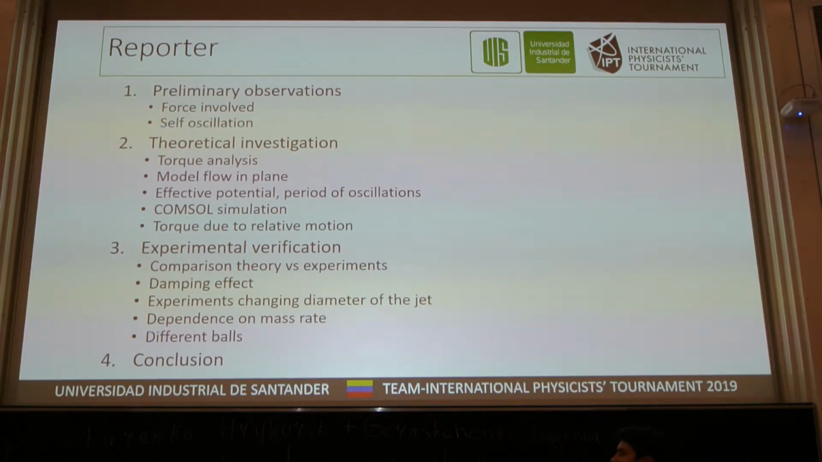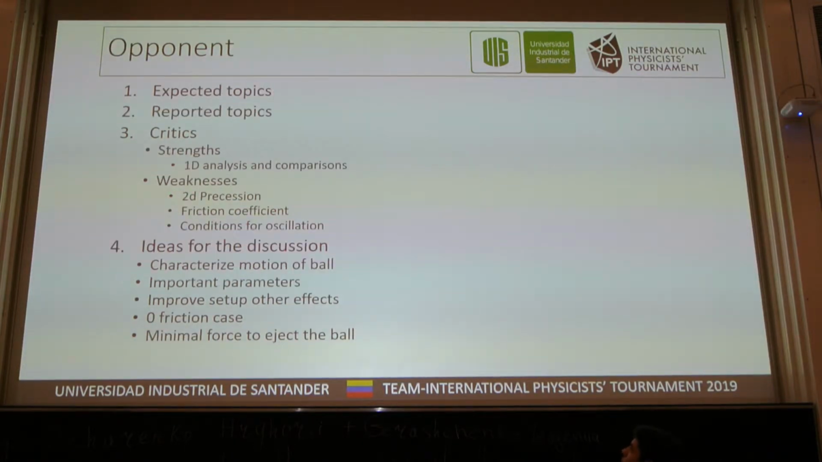Then they move to the experimental verification and they compare almost all the parameters of the theory and the experiments. They talk about the damping effects, the experiments changing the diameter of the jet, the dependence on the mass rate, and finally they test with different kinds of balls. And finally they present the conclusion. Then the opponent summary, I want to congratulate also the opponent because they talk about really interesting topics about the physics.